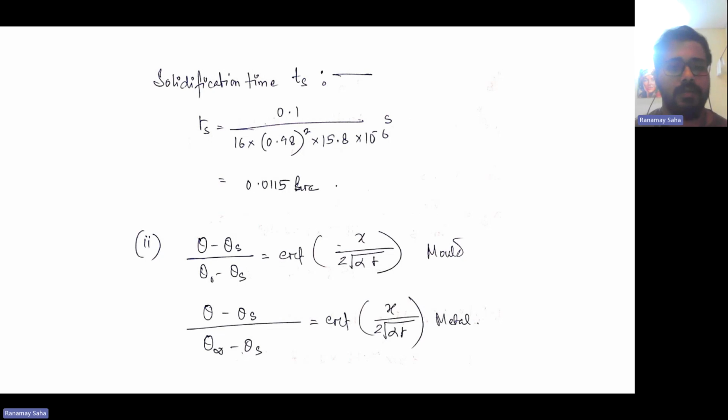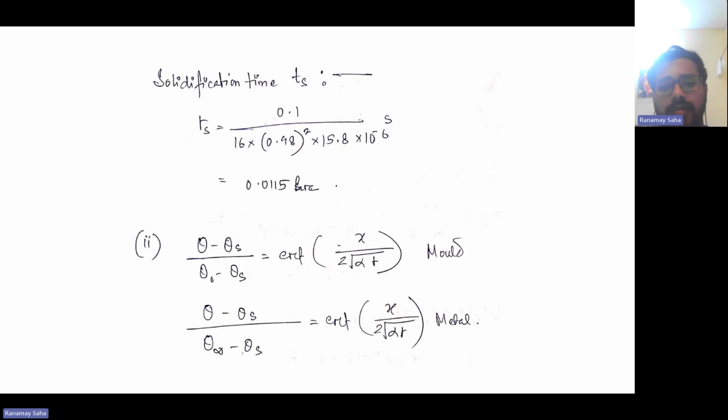Then we'll proceed with calculating the solidification time Ts, which is given as the total length of solidification, which is 0.1 here, over 16 xi square alpha. So alpha we found out to be 15.8 into 10 raised to the power minus 6, and xi we found out to be 0.98. So the solidification time in this case comes out to 0.0115 hours. Now this pretty much is the answer for part one, where you are not considering the mold resistance.